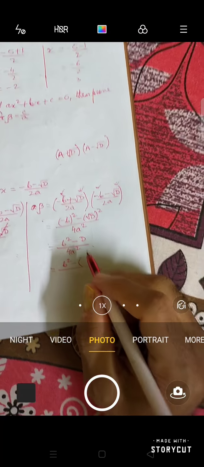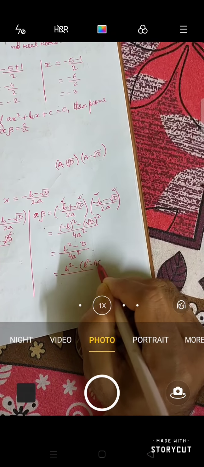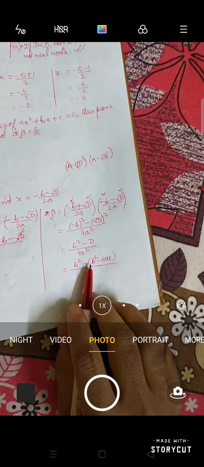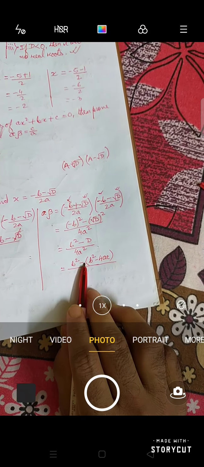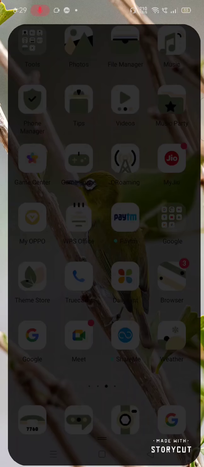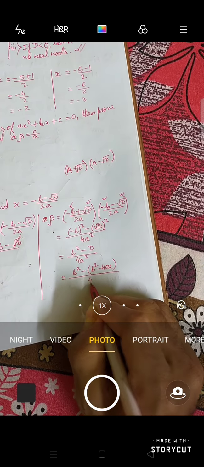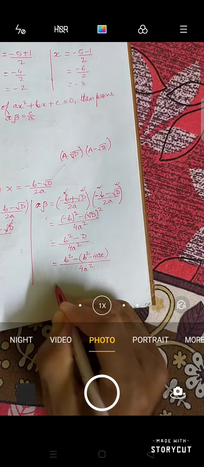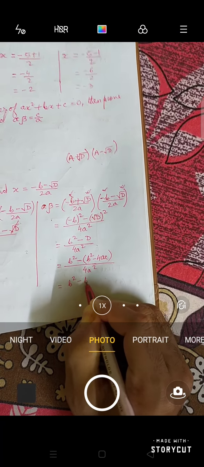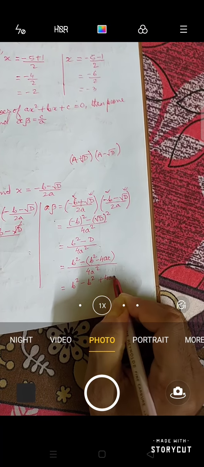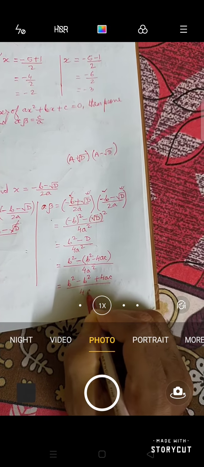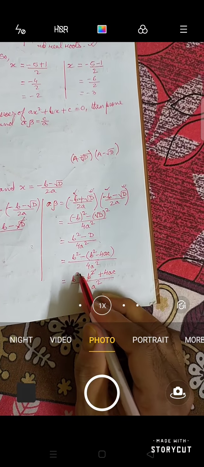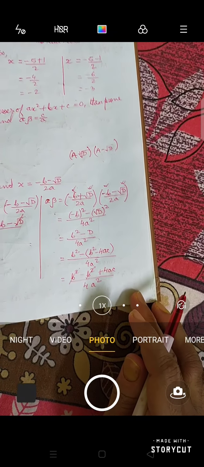So I'll write this one, d is equal to b square minus 4ac. Now I have put a bracket here because there is a negative sign, and if you are having more than one term then the sign will change, that's why I have put the bracket. Now the denominator will become 4a square. Now we will remove this bracket, so we will be having b square minus b square plus 4ac, and in the denominator you will be having 4a square. Now this b square and this b square can be cancelled. Is it clear?